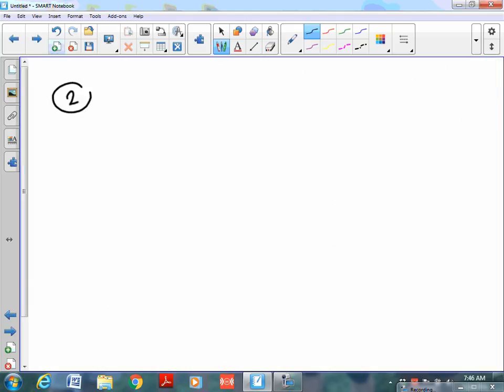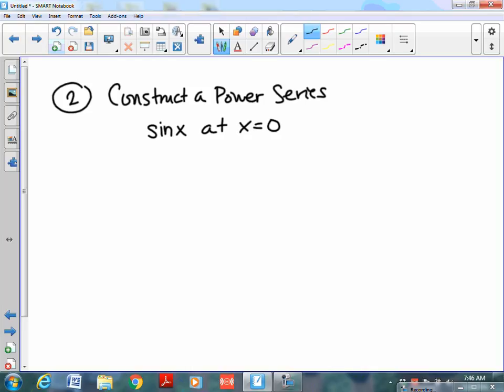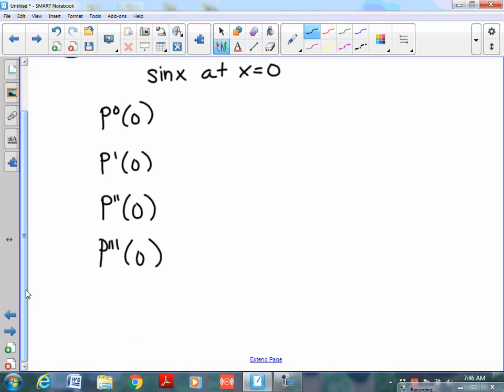Page number two, we're going to construct a power series of the sine of x at x equals 0. We haven't gotten off of 0, and I'll show you later. So I'm going to start with P sub 0 at 0, P sub 1 at 0, P sub 2 at 0, P3 at 0, P4 at 0, and P5 at 0. I don't know why they're doing so many, but they are, so you just got to go with it.